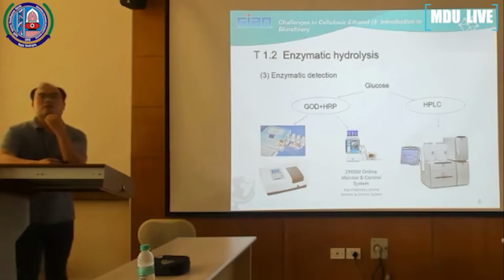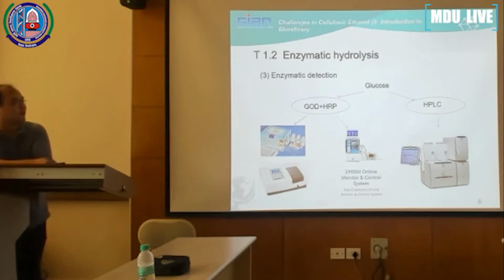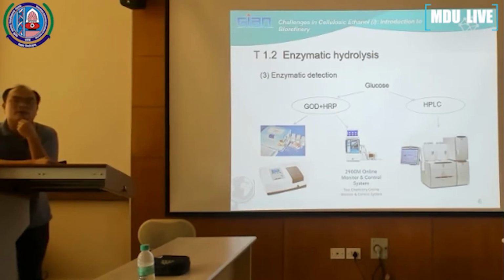For the detection of glucose from hydrolysis slurry, we have used two methods. The first method is based on glucose oxidase and peroxidase. This one oxidizes glucose to gluconic acid and one molecule of hydrogen peroxide. Hydrogen peroxide can be catalyzed by this one, and there is a dye to indicate the amount of hydrogen peroxide generated.